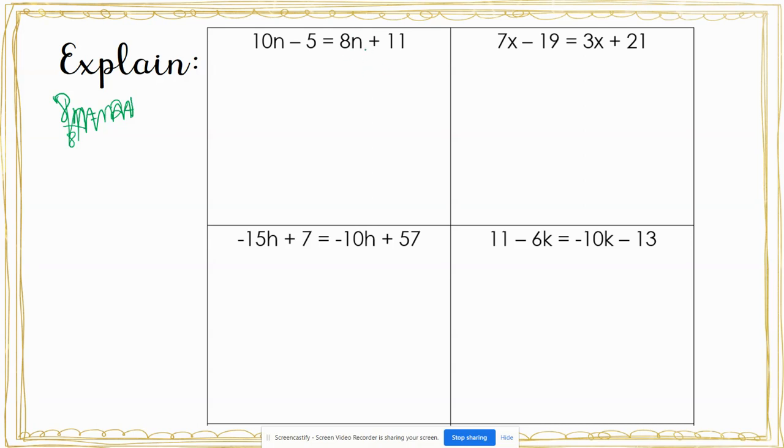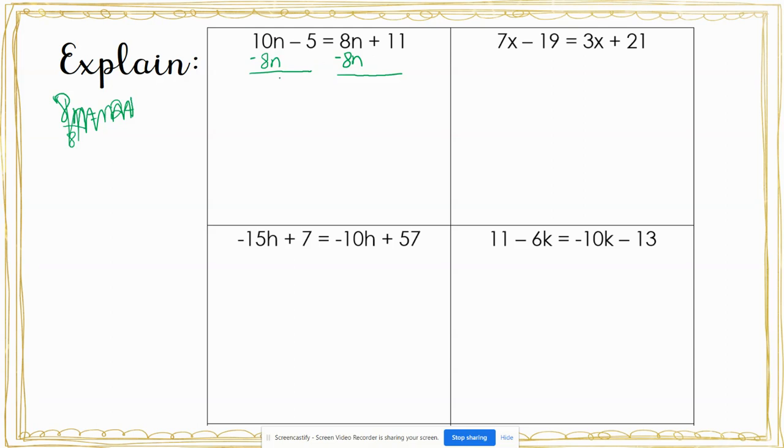To do that, I have to figure out what would I do to 8n to make it so that it just went away completely. Well, I would think about the fact that this is a positive 8n. Well, if I subtracted 8n, if I did 8n minus 8n, then I'd be left with 0. So if I did that, they would cancel out. So I'm going to subtract 8n from both sides of this equation.